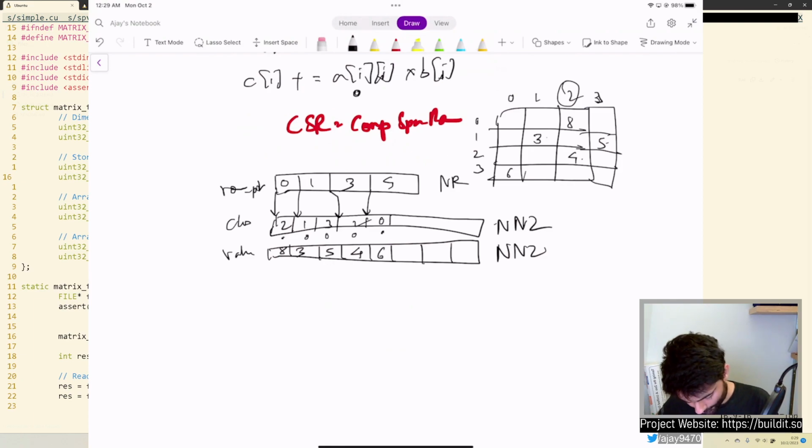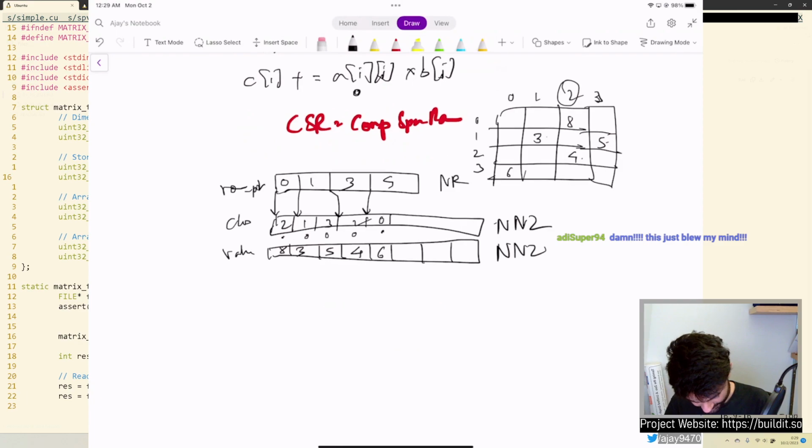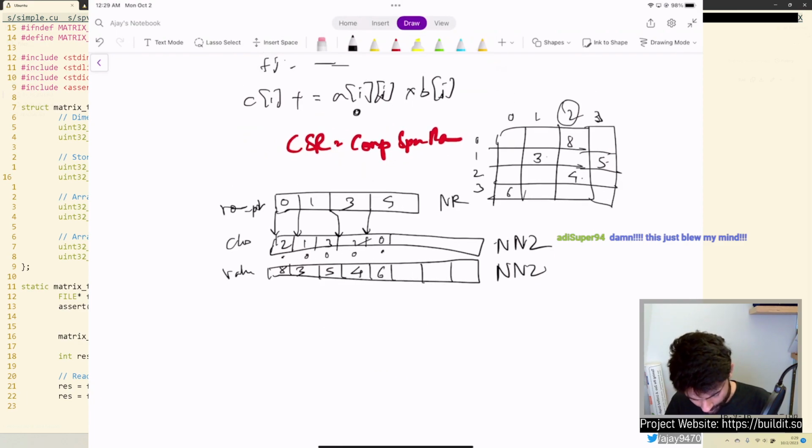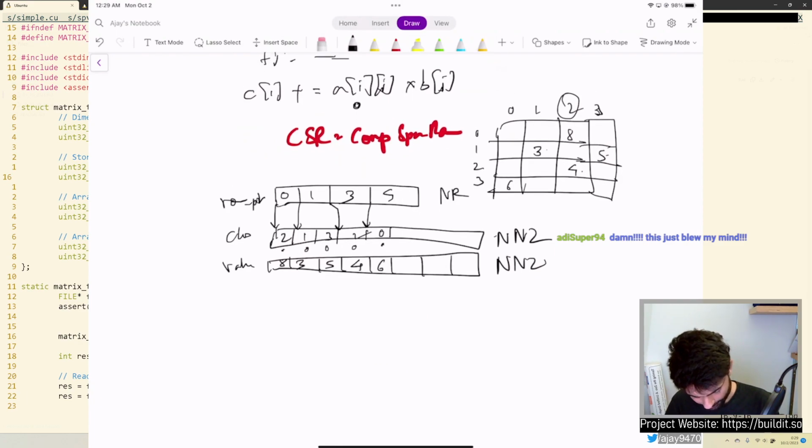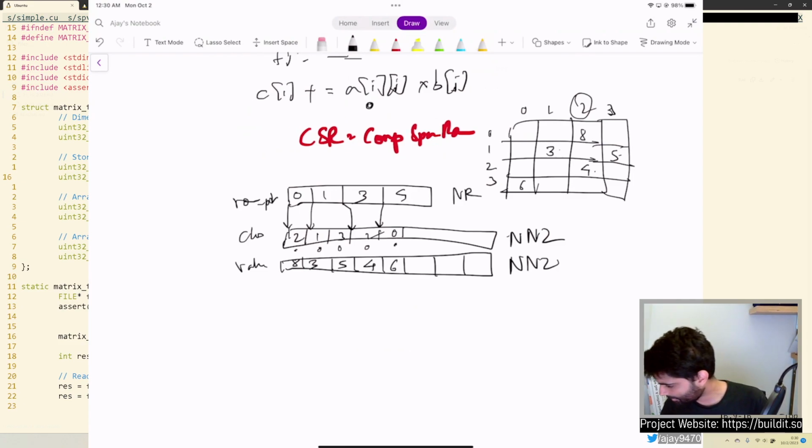And then the row pointer stores where the non-zeros for that row start and end. Row PTR 0 basically says my non-zeros start from 2. Row number 2 says my non-zeros start from index 1 into the columns array. Row number 3 says my index starts from the third index in the values and the columns array, and the last one says it's at the fourth index in the columns array. As you can see, yeah, this just blew my mind.